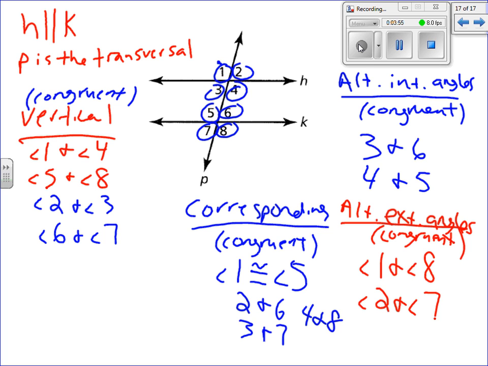So when you have 2 parallel lines and you cut them by a transversal, we create all of these kinds of angle pairs. The screen just shut off, so give me a second to get it back on. I'm going to keep talking.